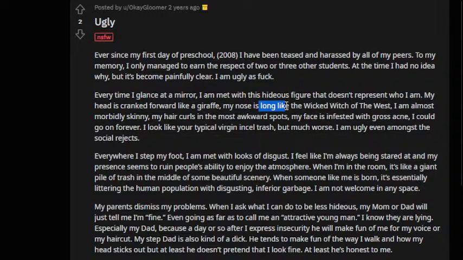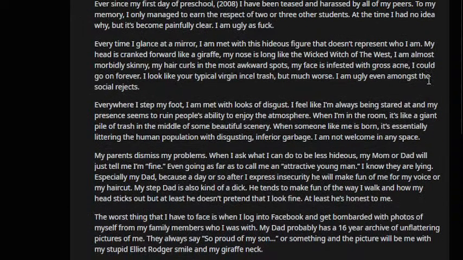Anyways, my nose is long like the Wicked Witch of the West. That's not even true. I don't even have a long nose. I don't know why I thought, no, I did. This is some serious body dysmorphia. I am almost morbidly skitty. My hair curls in the most awkward spots. My face is infested with gross acne. I could go on forever. I look like your typical virgin incel trash, but much worse, even amongst the social rejects.